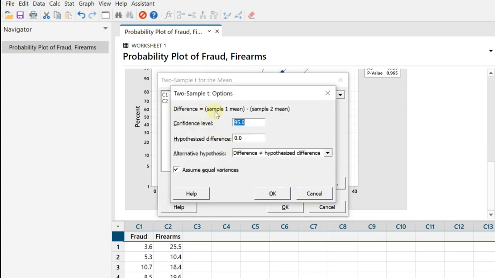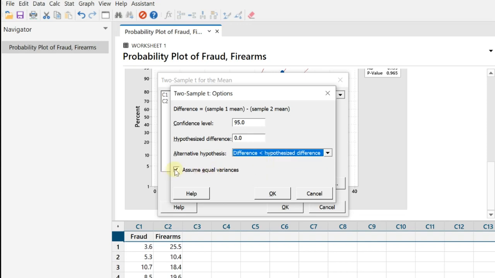So the difference is sample 1 mean minus sample 2 mean. That's our statistic. The confidence level, keep it at 95. It doesn't matter because we want to do a hypothesis test first. Remember, we're doing a left tail test. That is less than.